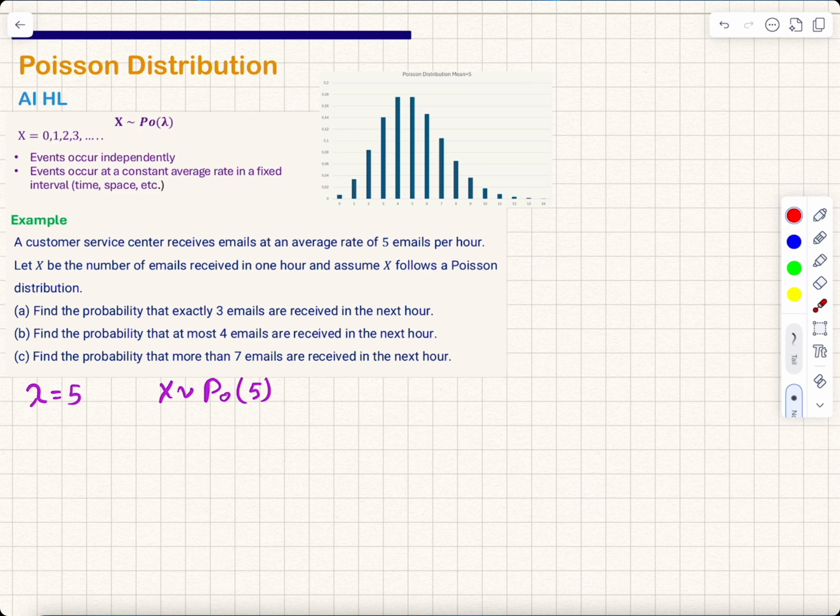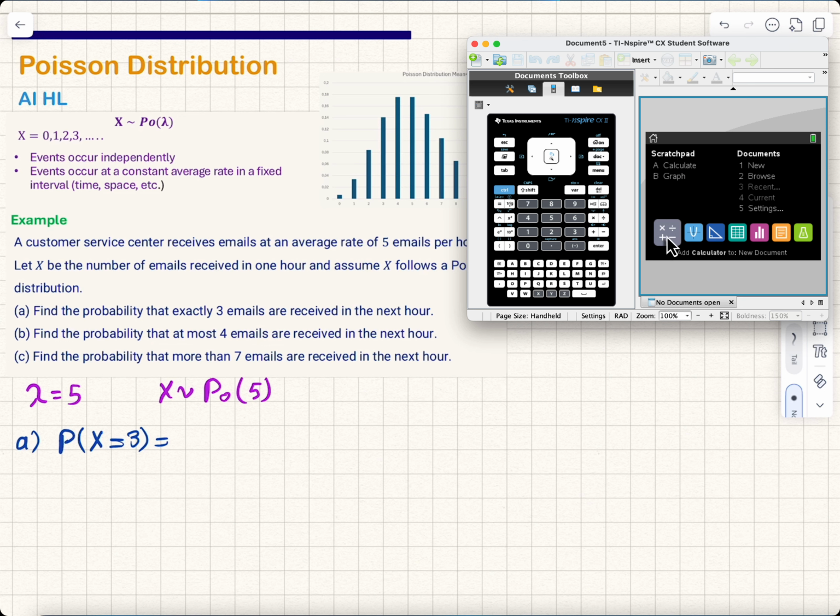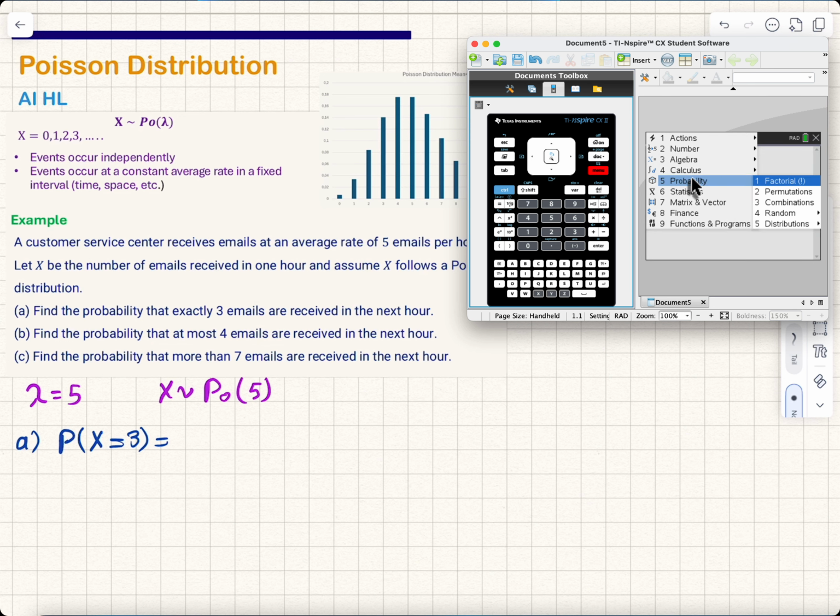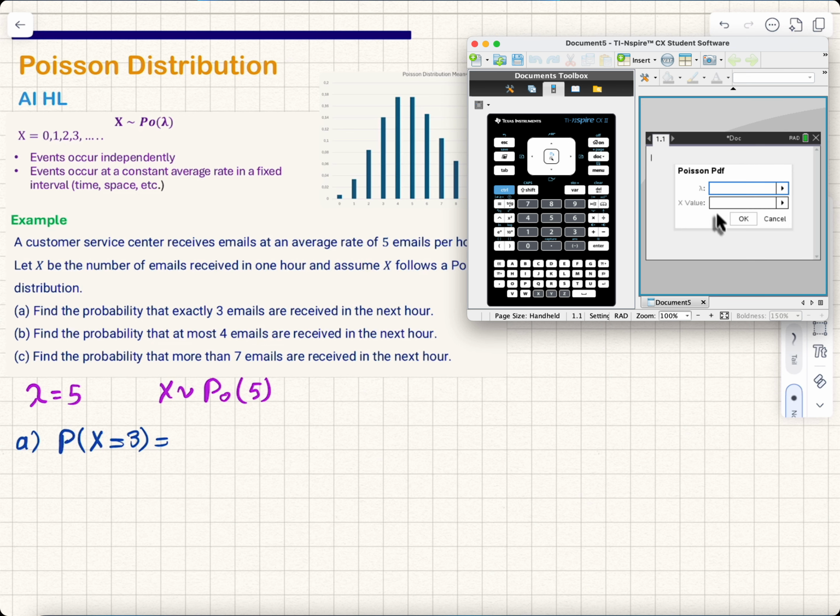So here, in question A, we need to find the probability of receiving exactly 3 emails in the next hour. So we need to calculate the probability of x equals exactly 3. Since we have equal, we will use what we call Poisson PDF in the calculator, as we'll see now. First we add calculator, then menu, number 5 probability, and then distributions. We scroll down to Poisson PDF as you see here. Later, of course, we'll use also Poisson CDF in this question. So now we choose this.